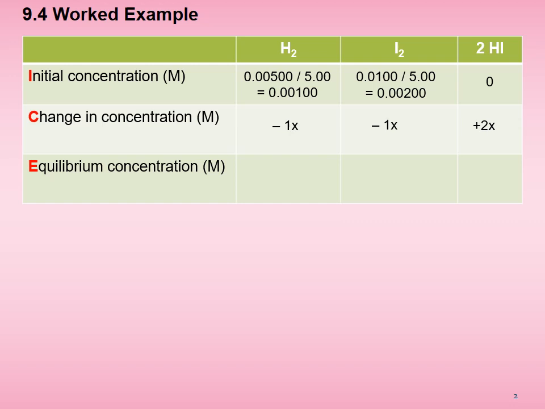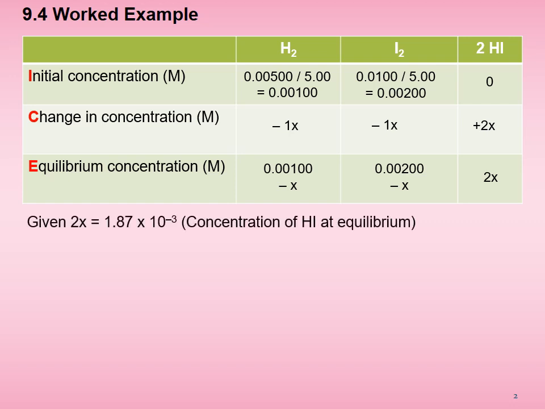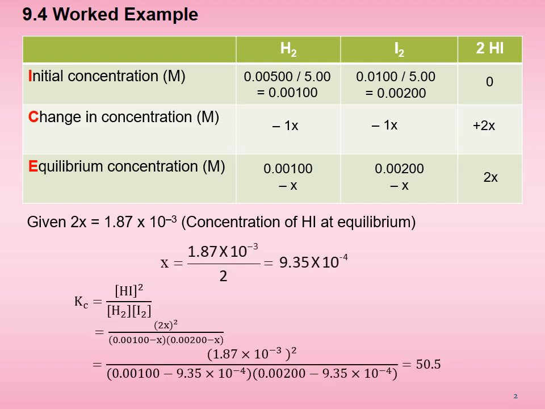Now for row E, add the information from row I to the information from row C for each cell. Recall that the question provides the equilibrium concentration of HI. Thus equate 2x with 1.87 times 10 to the power of negative 3. Solve for x. Next, we write the Kc formula. Kc equals the square of HI concentration divided by the concentration of H2 and the concentration of I2. Substitute all the terms in row E into this Kc expression. Then plug in the value of x into the equation to get the value of Kc.